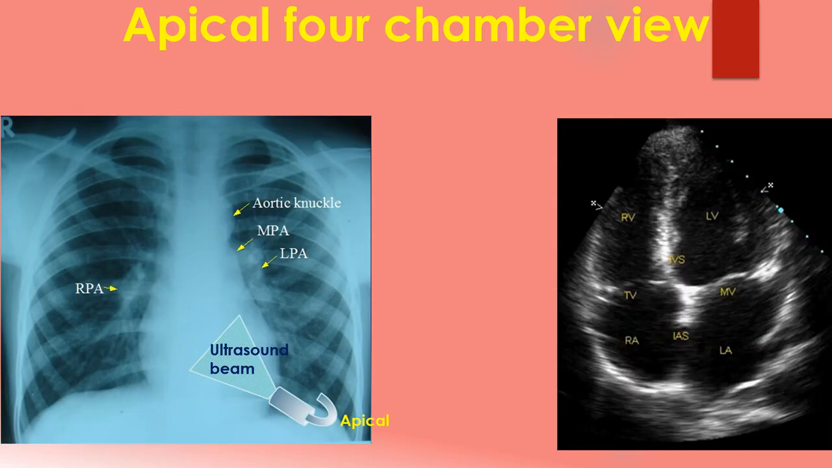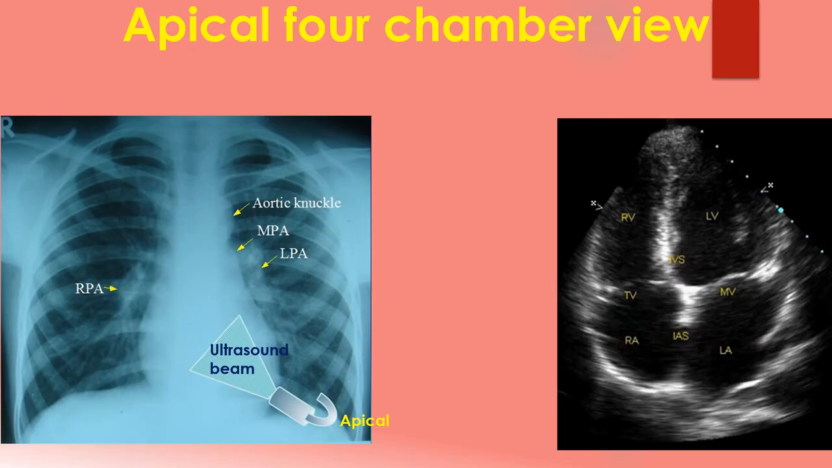Apical views are obtained by keeping the transducer directly over the apex beat. Apical 4-chamber, 2-chamber and 3-chamber views can be obtained by rotating the transducer. Apical 4-chamber view is illustrated here. Apical 4-chamber view shows all 4 cardiac chambers, mitral and tricuspid valves and the septa.